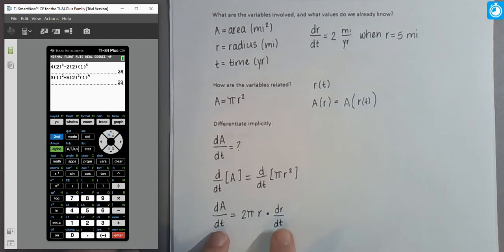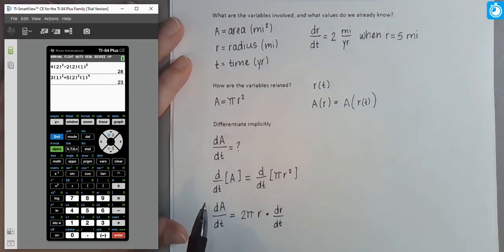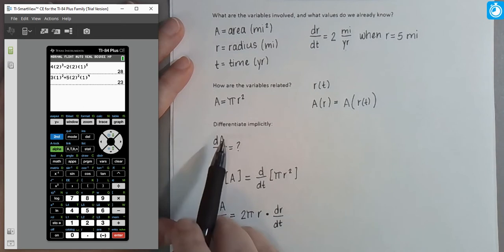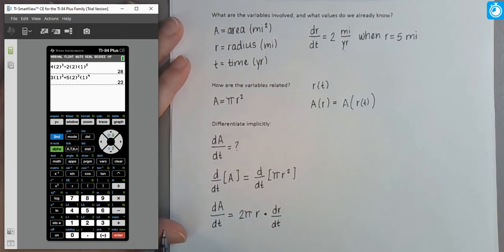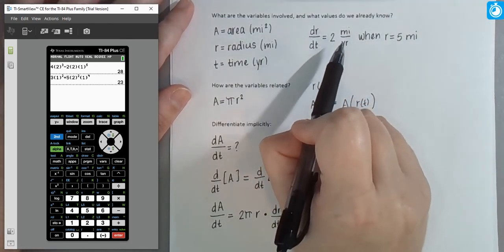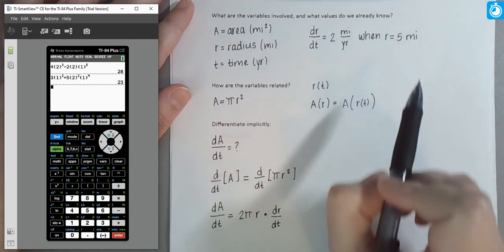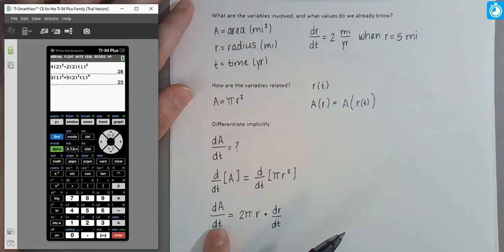Now notice we have 2 derivatives in this problem, and we have 3 variables represented. So we wanted to know what is the derivative of the area with respect to time. How is area changing over time? How quickly? What's the rate of change of area, when dr/dt is 2 miles per year and the radius is specifically 5 miles? Well, here's our unknown. Here's what we want.